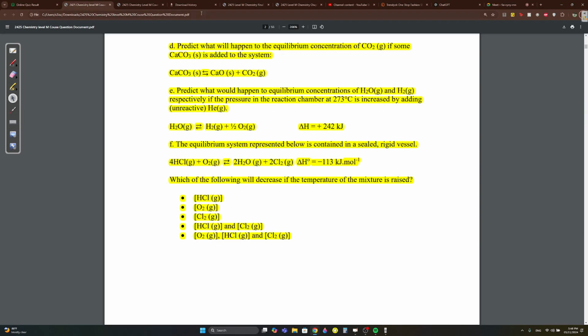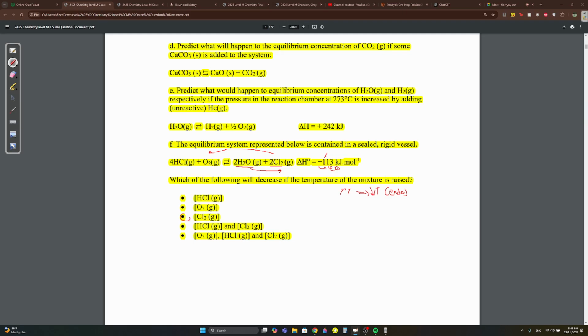Which of the following will decrease if temperature is increased? So if you increase temperature, what's going to happen? It's an endothermic reaction. Wait, no. It's exothermic because delta H is negative, right? So the forward is exo. When you increase temperature, it wants to decrease the temperature. It favors the endothermic side, right? In this case, the forward is exo. So if I want to go endo, where do I go? I go backward, okay? So what's going to decrease? H2O and Cl2.